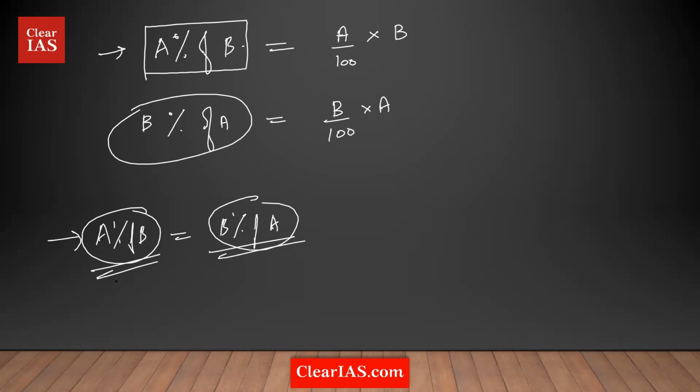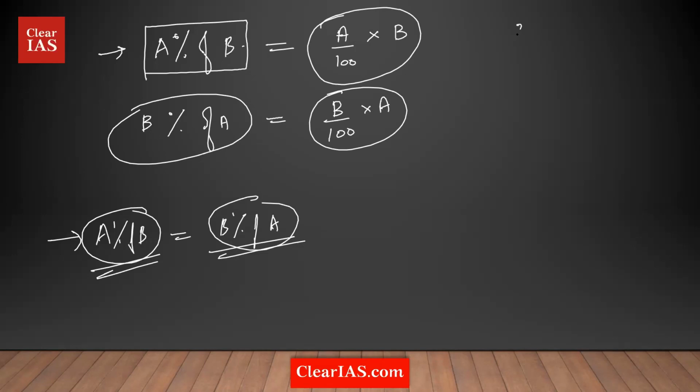So you can see that most of you are saying no. But when you compare the calculation part, what is A percentage of B doing? A by 100 into B. What is B percentage of A doing? B by 100 into A. So when I compare the result, the only difference is that here it is A into B, and the second part it's B into A. Do you think that makes any difference?